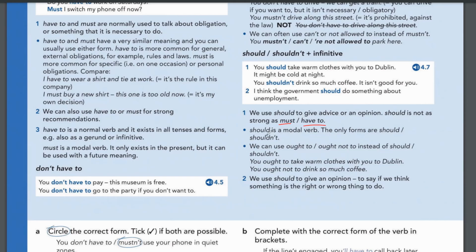Right? Should is a modal verb. So negative is shouldn't, or should I, should you, if I want to make question. Obviously, I need to put should before the subject, right?